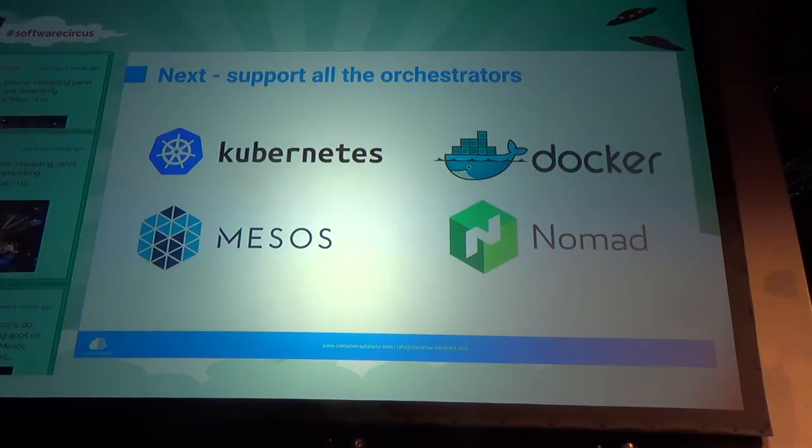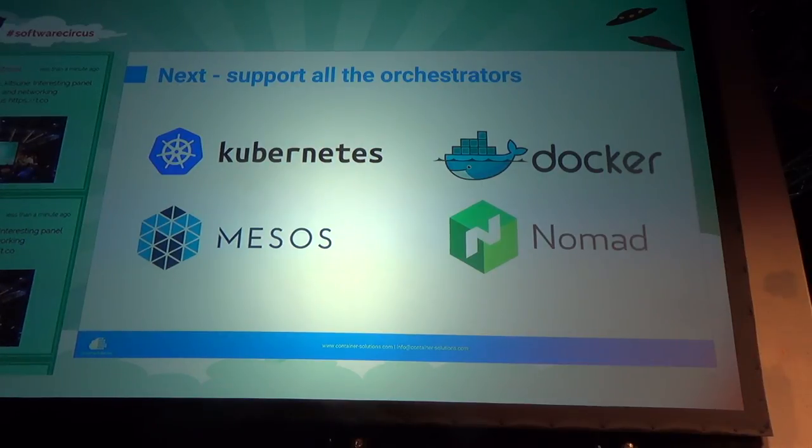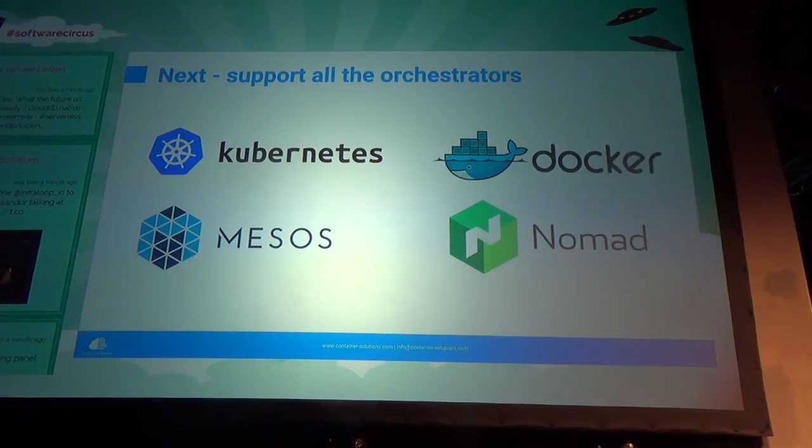Because it's actually an API on top of orchestrators, if you can write your app against this, you don't have to care what orchestrator is underneath, which is a nice thing. So supporting as many of them as possible. We are there with Kubernetes, we are nearly there with Mesos, and we didn't touch the others yet.